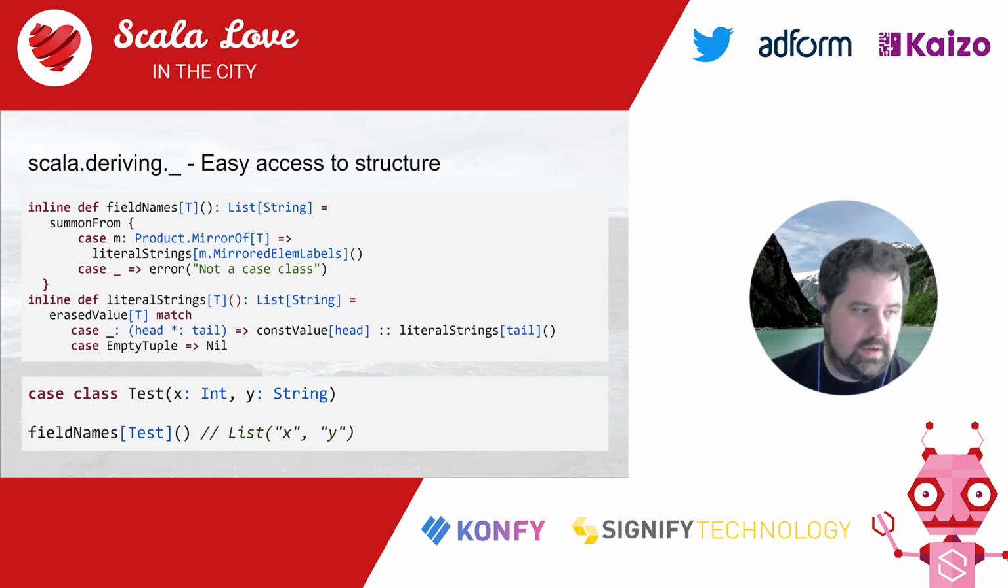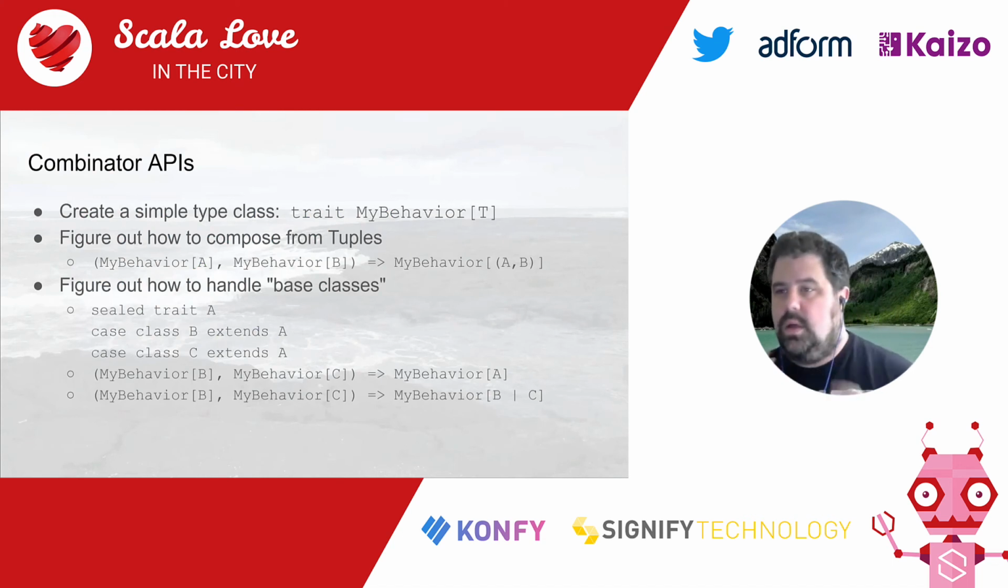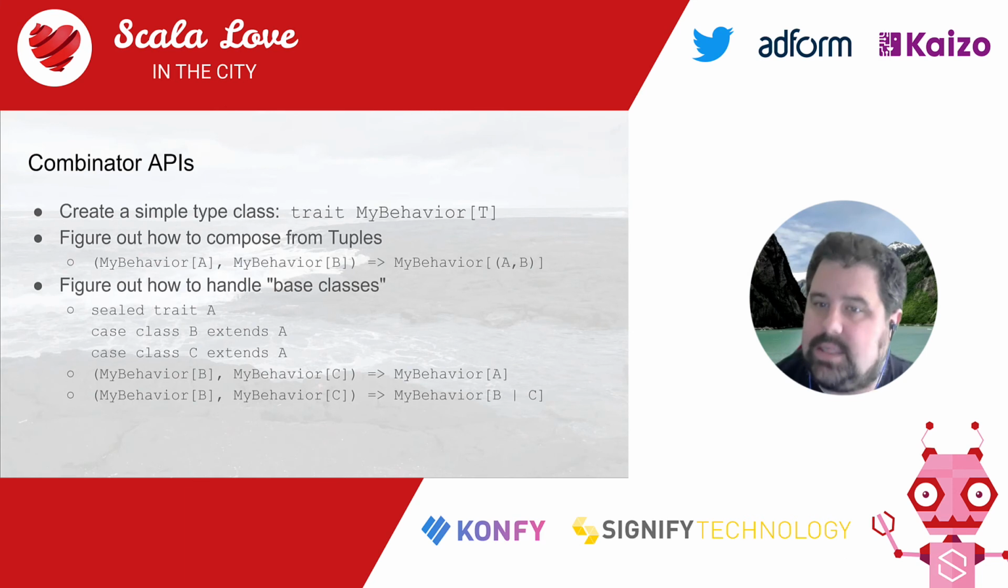And we're moving on. Okay, the next thing I need after I have this deriving runtime access to everything is a combinator API. So I'm going to create a simple type class called MyBehavior. In some cases that I'm going to show you of stuff that I've done, I did a lot of serialization. This is really good for deriving serialization. I think it's one of the prime use cases for it.